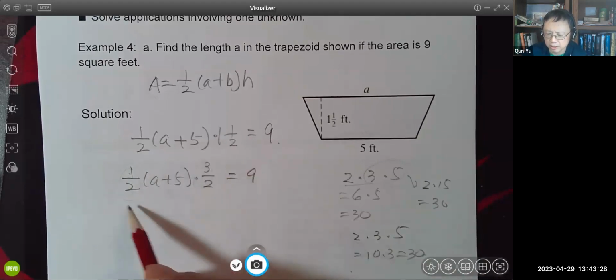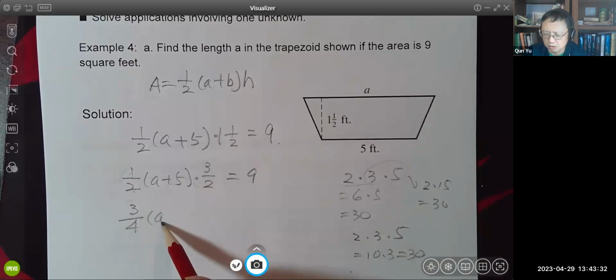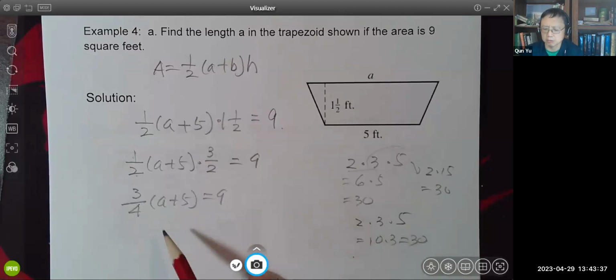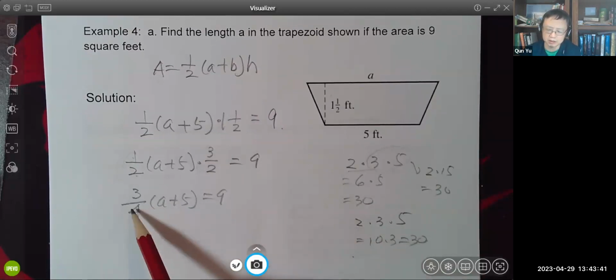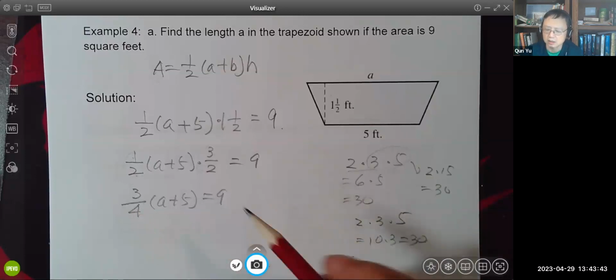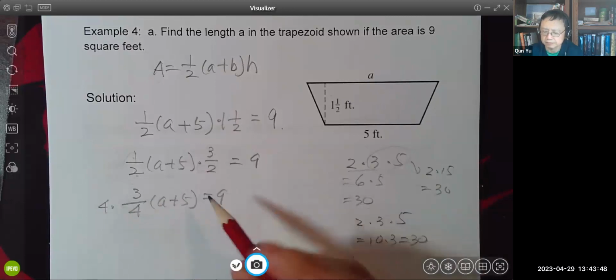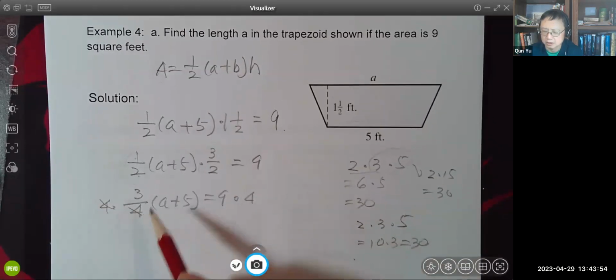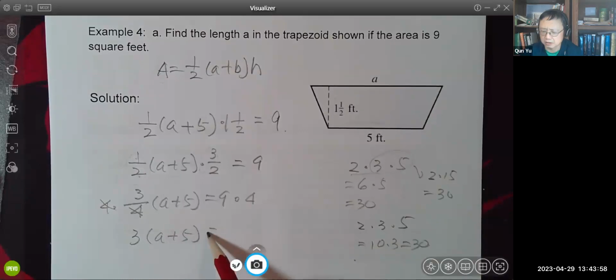So 1 times 3 is 3, 2 times 2 is 4. Now all we need is to multiply by 4 on both sides. Since we only have one denominator, just multiply by this denominator itself to cancel it. So I'm going to multiply this 4 on both sides, and say multiply by 4, canceled. So you get 3 times (A plus 5) equals 36.